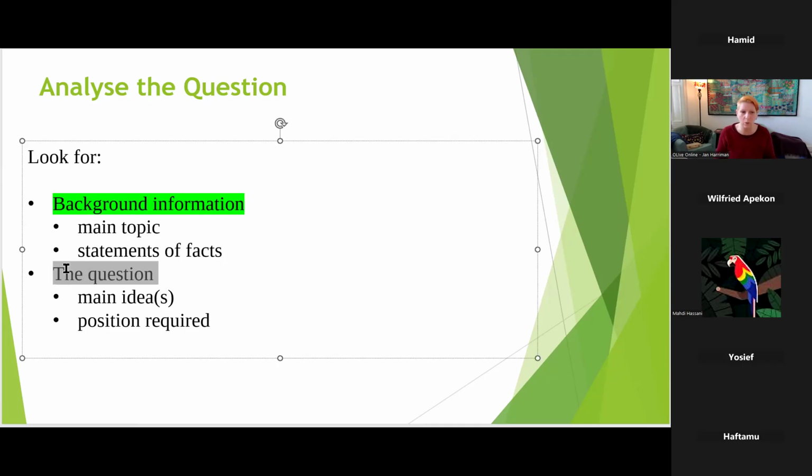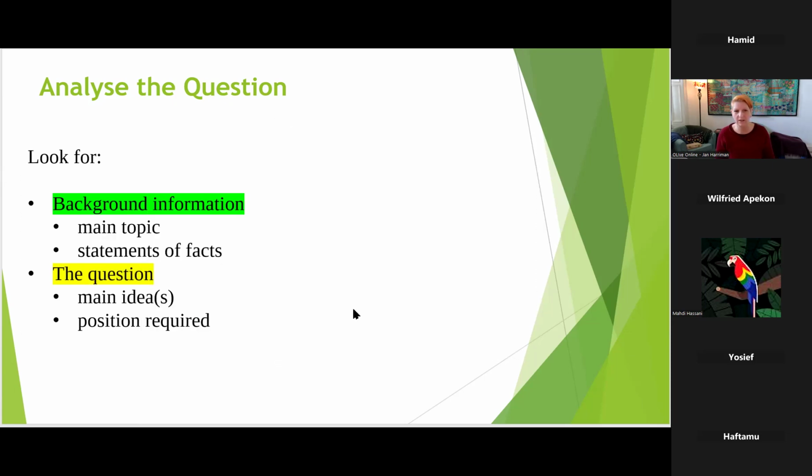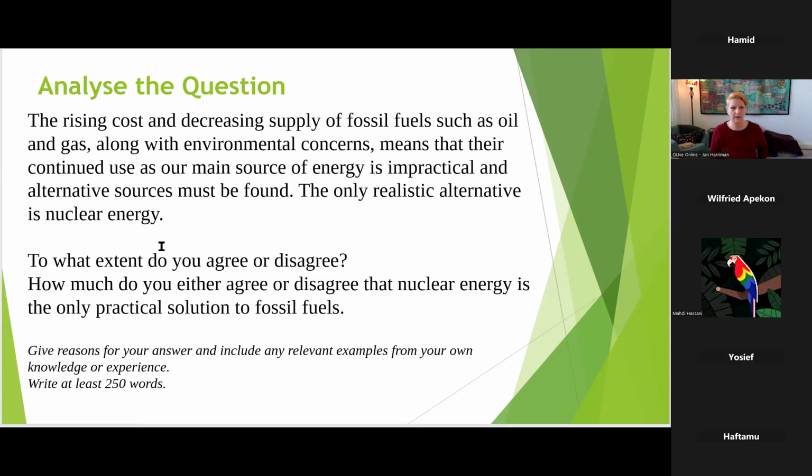Now we need to look for the question. What is the actual question that's being asked? What are you being asked to do? What is or are the main ideas? And what are you being asked to form an opinion on? All right. So, ready? So we've got two things to look for: background information, details of the question, main idea, position required. All right. Ready? Let's go. All right. So here's our question.